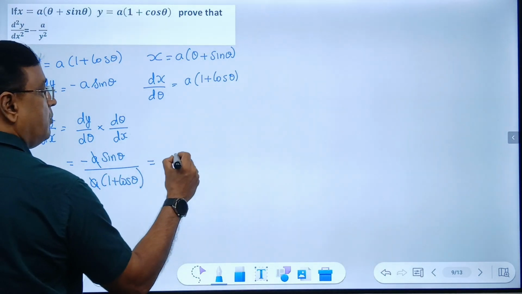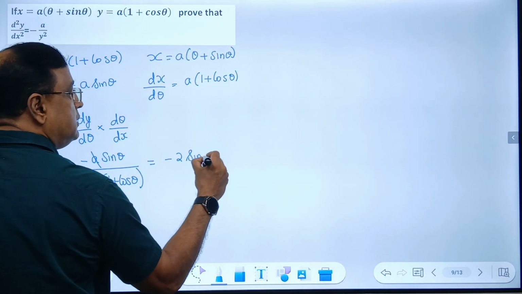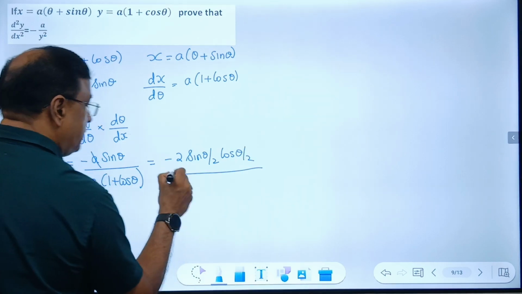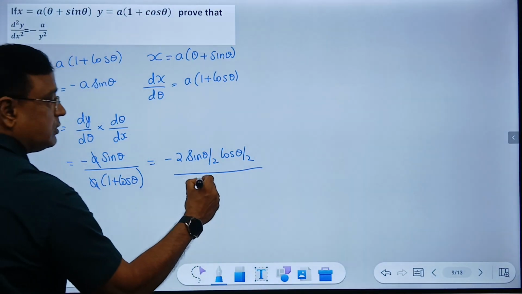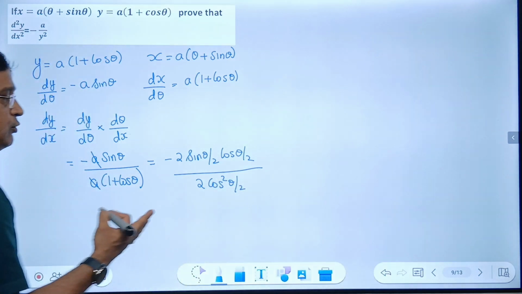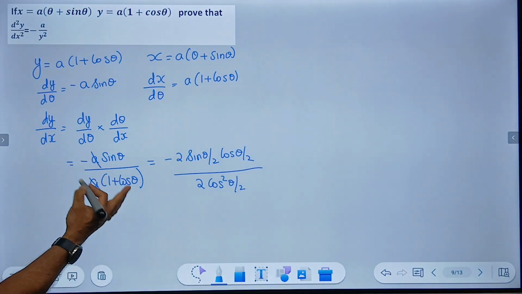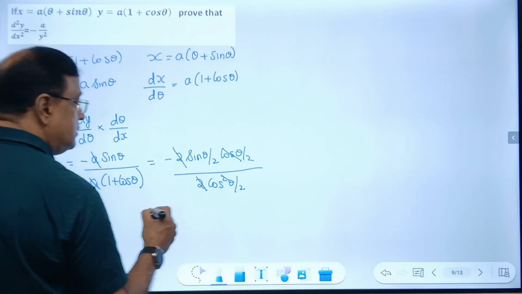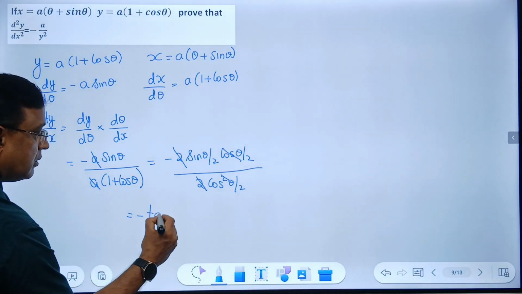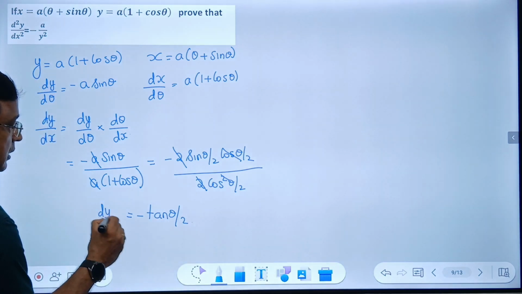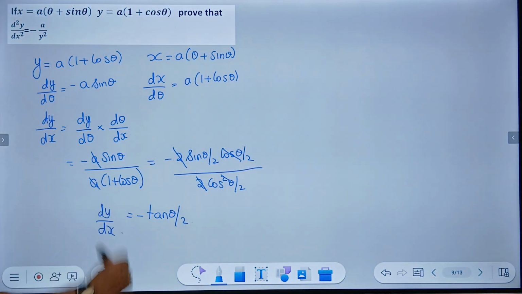Now what do I do? Use sine 2a formula. This is 2 sine theta by 2 cos theta by 2. I am using trigonometry. 1 plus cos theta, what is the formula? 2 cos square theta by 2. Today also we have used formulas. Okay, so it should be clear to you. 2 gets cancelled, cos gets cancelled. So what I am left with? Minus tan theta by 2. This is my dy by dx.